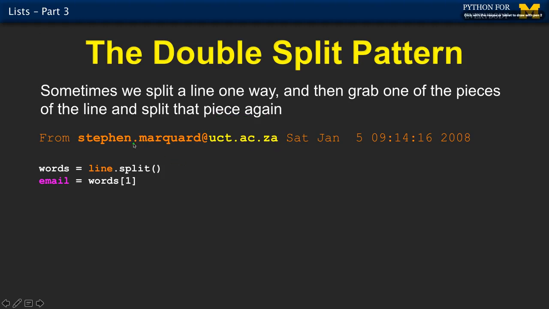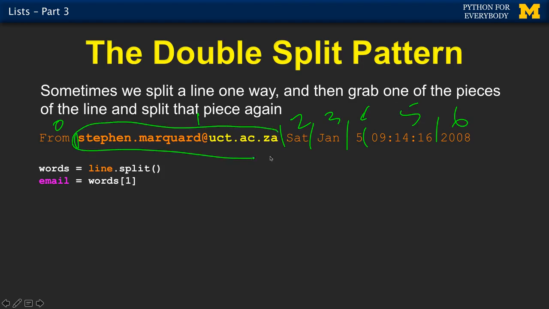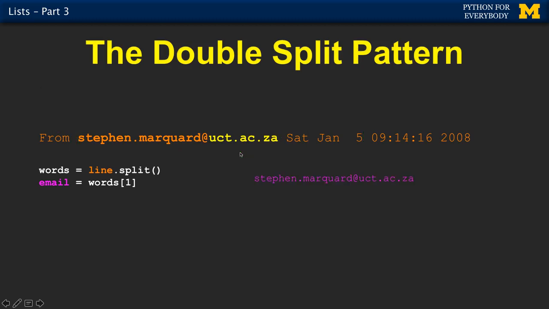The first thing we're going to do is split this based on the spaces using the normal split. Now we have word 0, 1, 2, 3, 4, 5, and 6. Now we're going to grab out word sub 1. That's not the host name, that's the email address. That pulls out the email address in two really elegant lines.